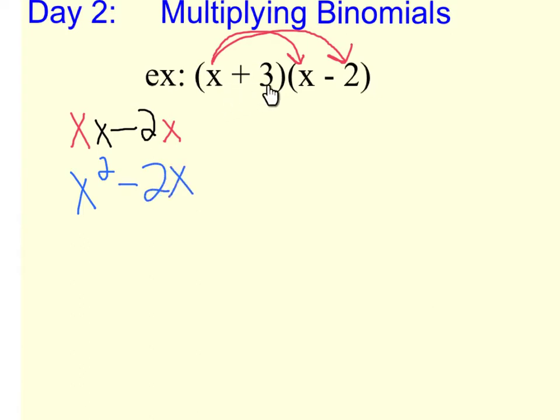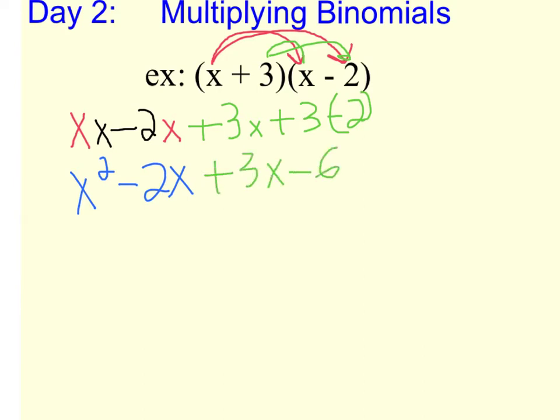Now, I want to go back and I want to take the 3 and I'm going to distribute and multiply the 3 to each one of these. Here's what that looks like. So I go 3 multiplied to x is positive 3x. Next, I'm going to do 3 multiplied to negative 2. And that's going to give me negative 6.